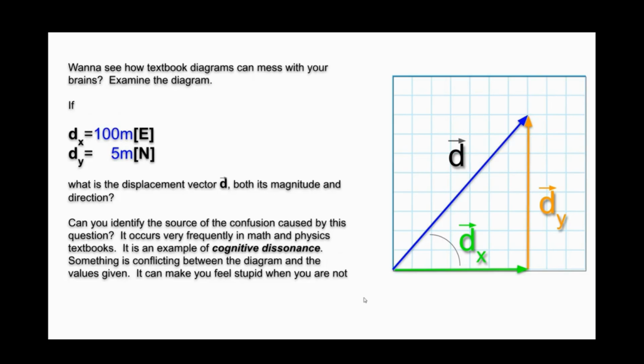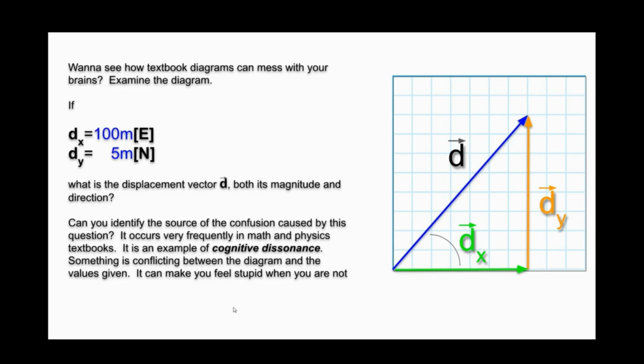This is what textbooks can do to your brain. And this is what I meant, you have to pay attention. If I gave you these two values, 100 meters east, 5 meters north, and you were to calculate the displacement vector, both its magnitude and direction. So we have 105 meters.